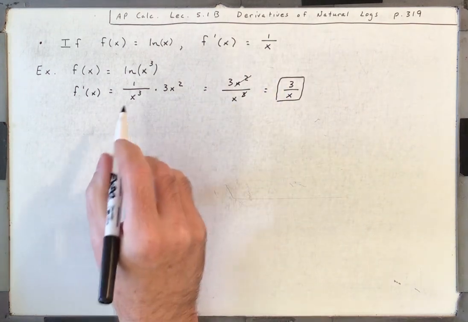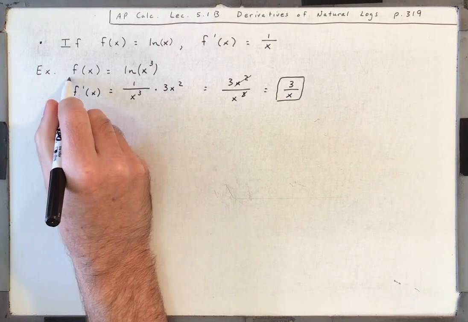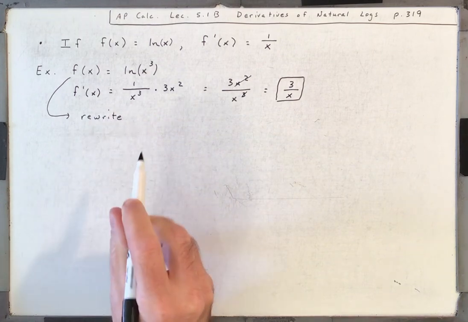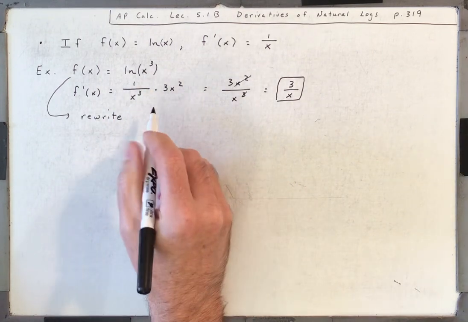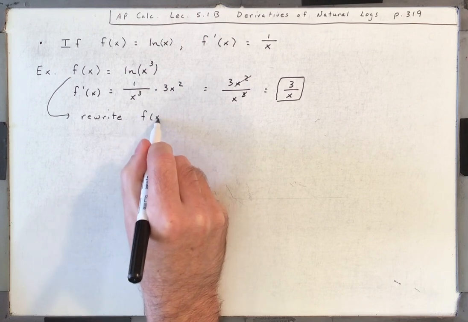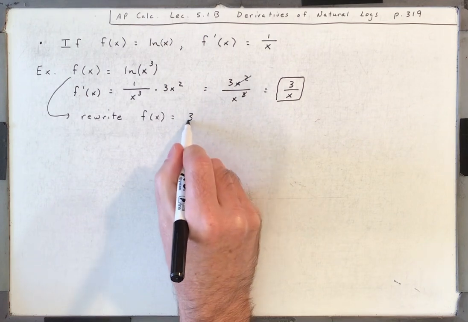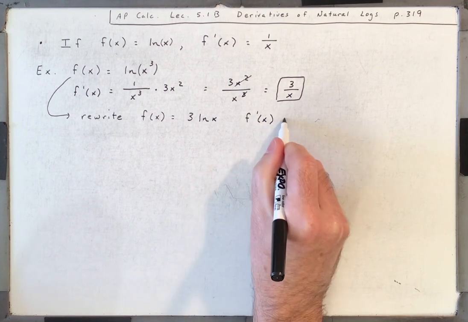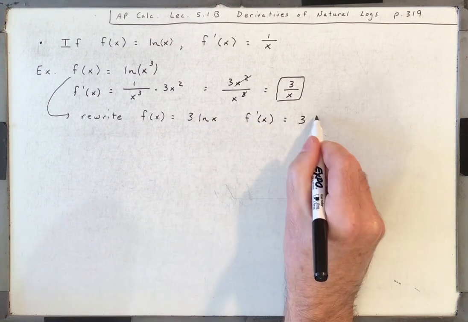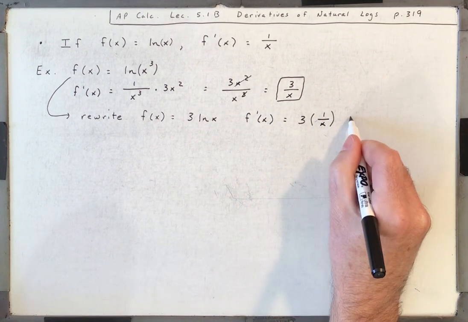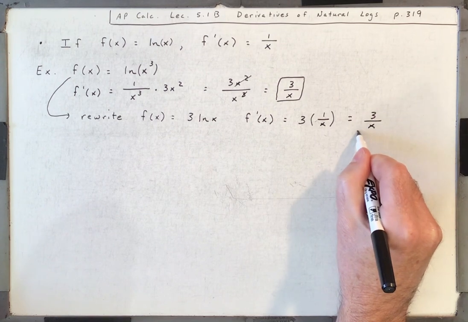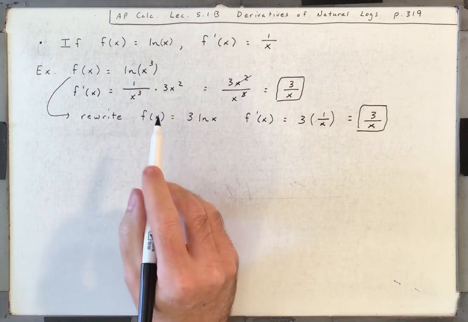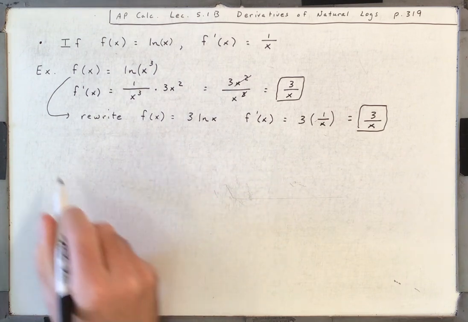I want you always to think about rewriting using properties of logs, because it's usually much easier to do the calculus if you simplify the log. So we're going to rewrite this as f of x is equal to, what can I do with that 3? Bring it out front, 3 natural log of x. So then f prime of x is just 3, and the derivative of natural log is 1 over x. So that's going to be 3 over x. And as the functions get more complicated, you are really going to want to rewrite using properties of logs when you can.